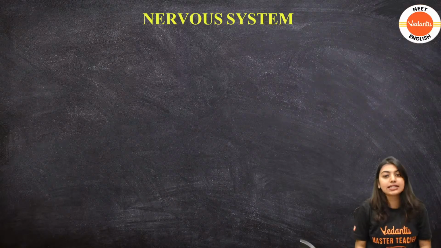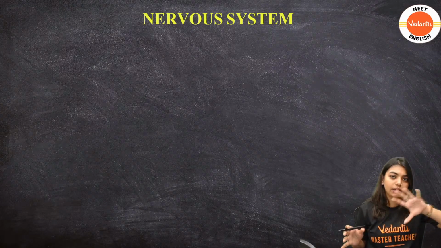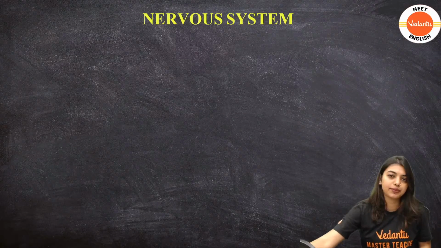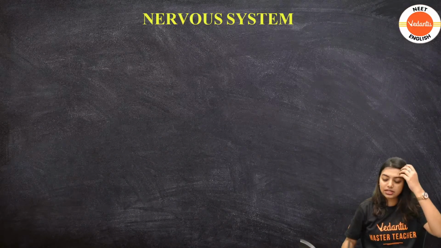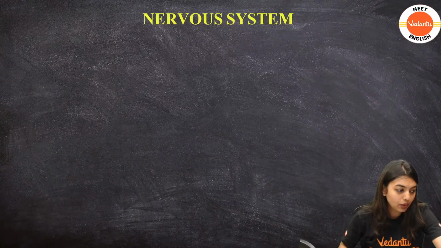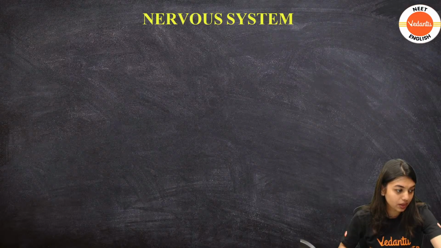Yesterday I told you that in your textbook it is given in a different order. That means they're explaining about coordination and all of that. Today we will be doing the nervous system. So let's start the nervous system. When we talk about the nervous system, you have to know the different types of nervous system.